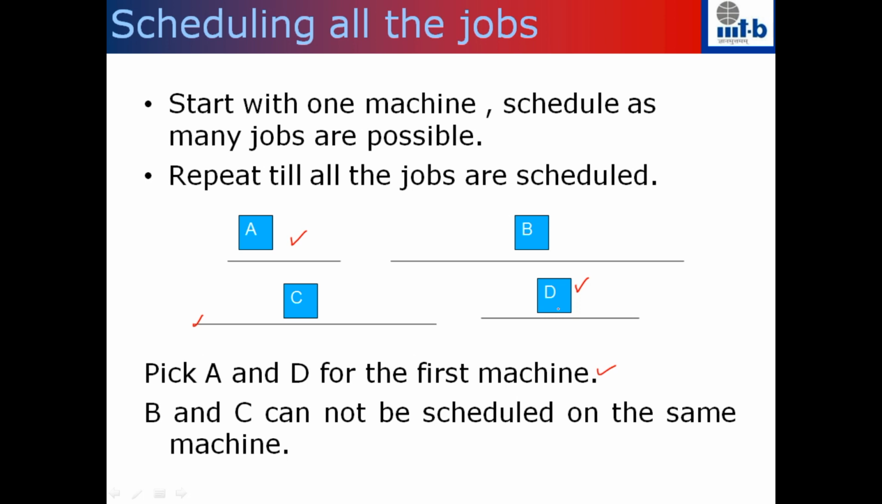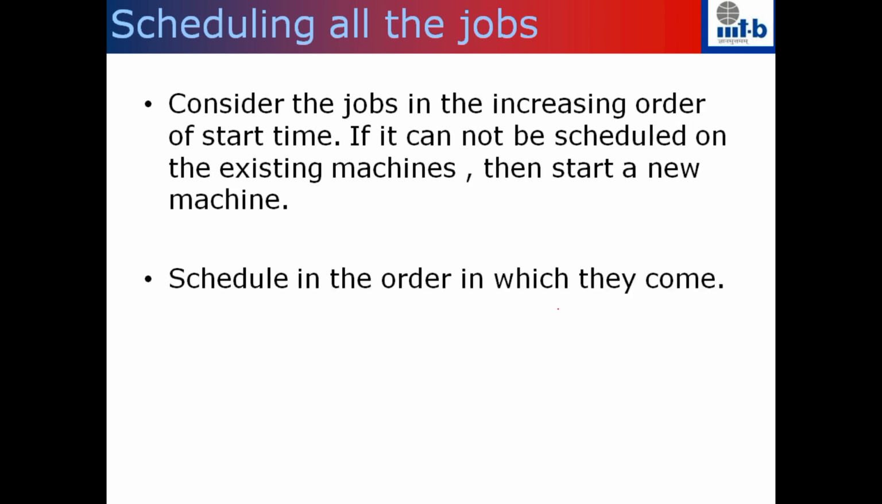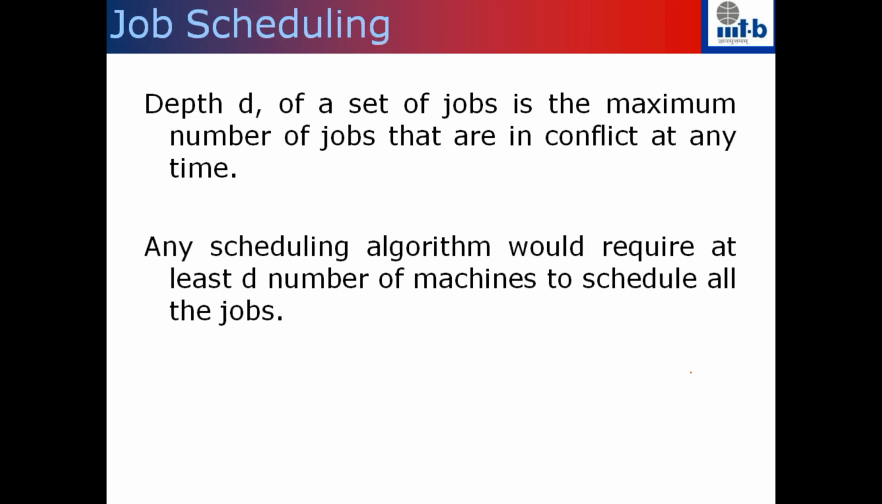So with this example, you can see that this algorithm considers the jobs in increasing order of starting time, or in the order in which they come, and keeps assigning them to machines if it can. You request a new machine only when the job cannot be scheduled on any of the machines that are already there, right? So we will show that this is actually optimum.